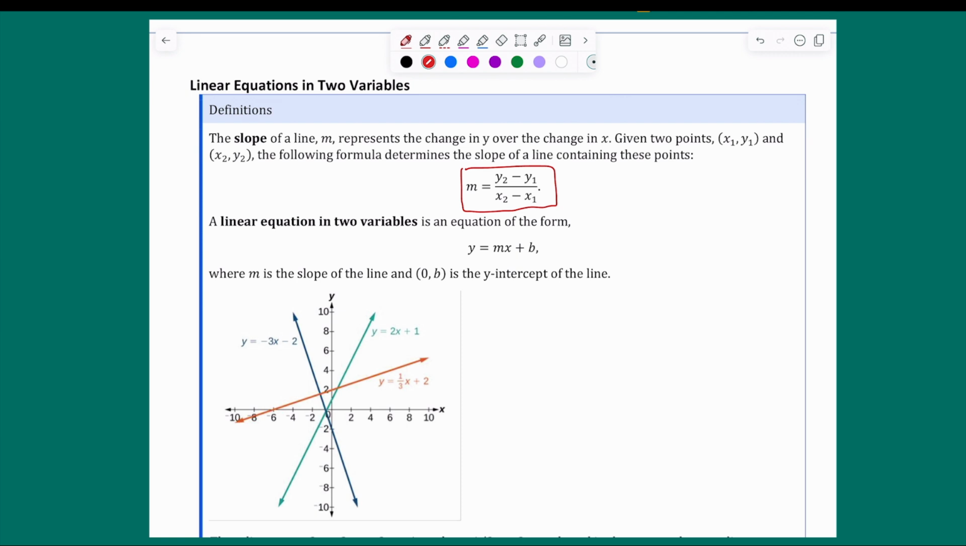To find the slope. But to comment on the slope, it's a measure of how steep a line is. Okay, and that's how you would find it if you have 2 points. But it's telling you the steepness of a line.